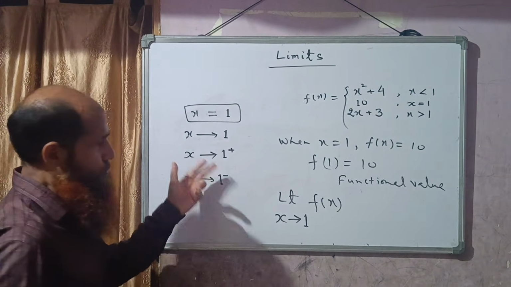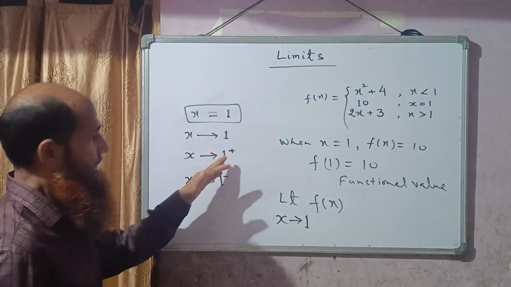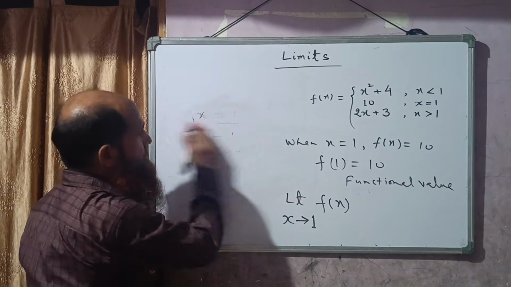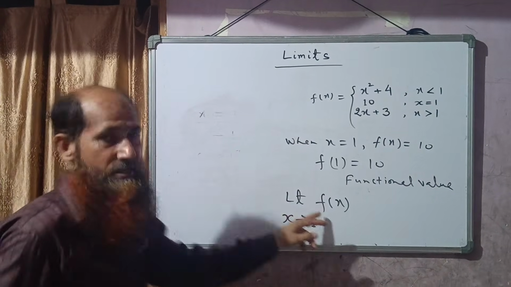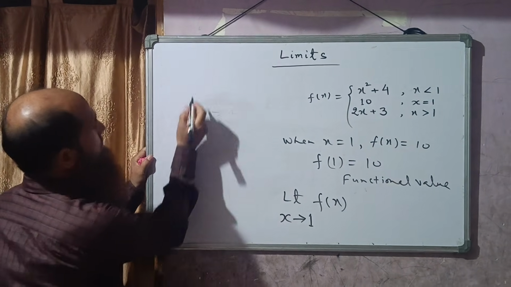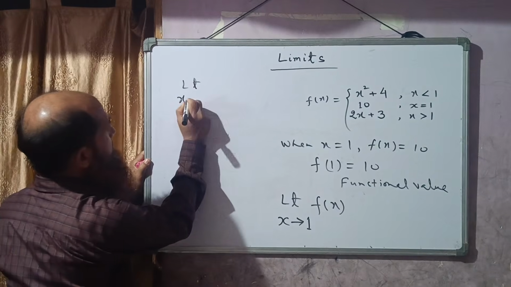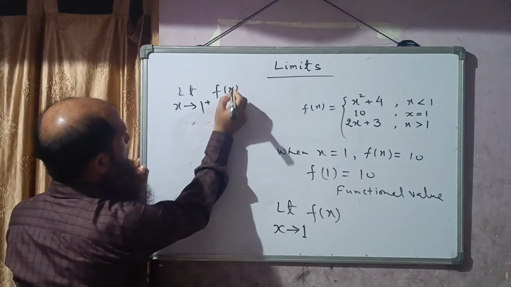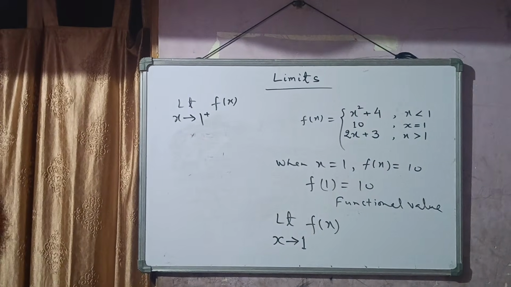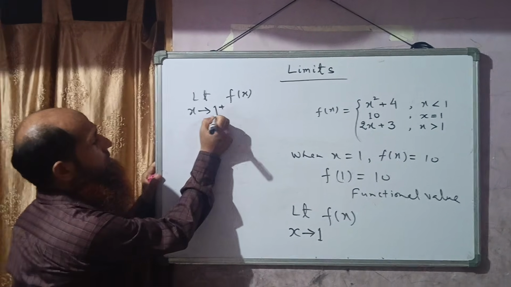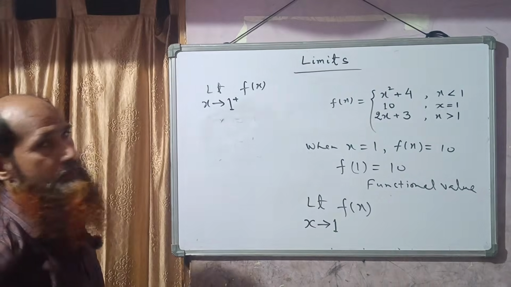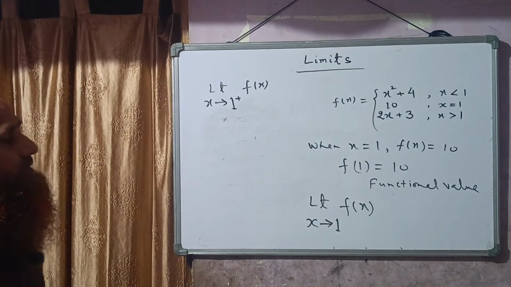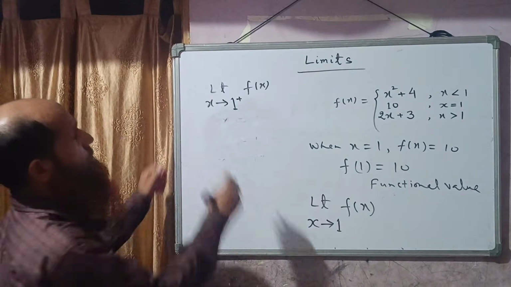So x is very close to 1 but slightly more than 1, that is x approaches 1 from right, and x approaches 1 from left. Now to evaluate this limit, we will have to find out the limit with x approaching 1 from right, meaning when x is not equal to 1, it is slightly more than 1, then to whatever value f(x) approaches, that is called the right hand limit. That we should find out first.